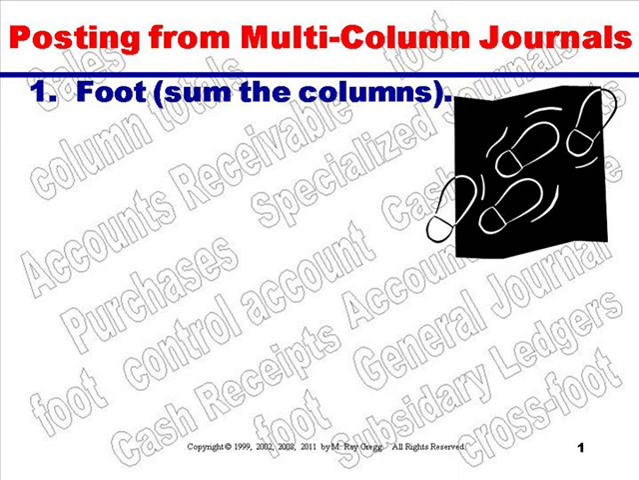As we prepare to save time posting from multi-column journals, there are some steps that we need to accomplish to expedite that process. Let me help you with those steps. The first step would be to foot. Foot's a funny word. Foot's an accounting word that means literally to add the columns. We'd want to sum each of the columns in a multi-column journal and just know what the balance was.